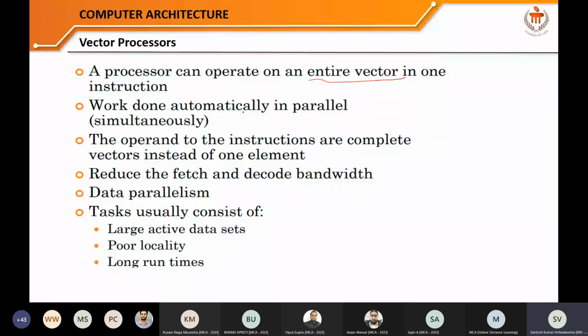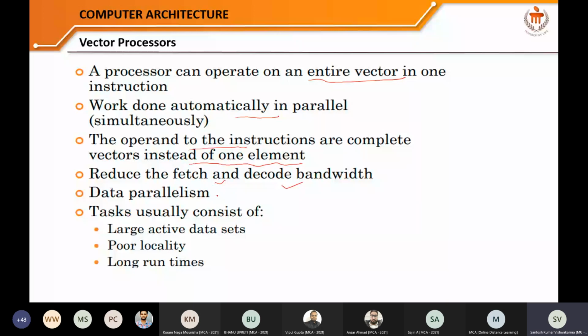Now work is done automatically in parallel, that is simultaneously, assuming that all the data variables are independent. The operands to the instructions are complete vectors instead of one element. All right. Now it reduces the fetch and decode bandwidth, and obviously it achieves data parallelism. As we have seen, we may have three types of parallelism. So vector processors can be taken as an example of what? Data parallelism.